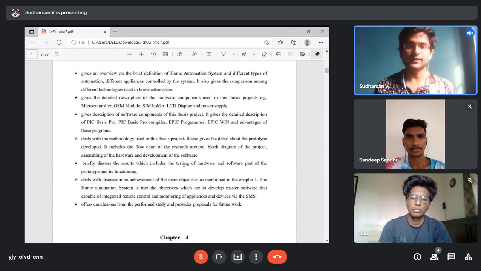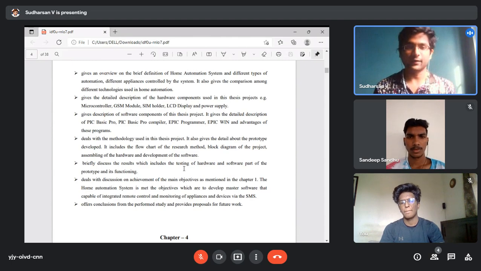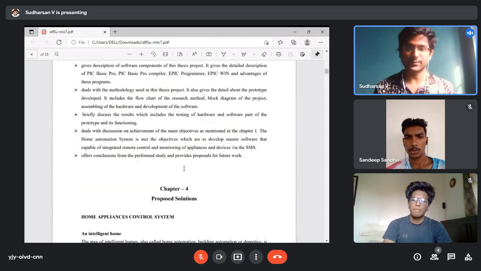Chapter 5 gives the detailed description of hardware components used in this thesis project. Example: microcontroller, GSM modem, SIM holder, LCD display, and power supply. Chapter 6 gives description of software components of this thesis project. It gives the detailed description of PIC Basic Pro, PIC Basic Pro compiler, Epic Programmer, Epic Win, and advantages of this program. Chapter 7 deals with the methodology used in this thesis project. It also gives the detail about the prototype development.